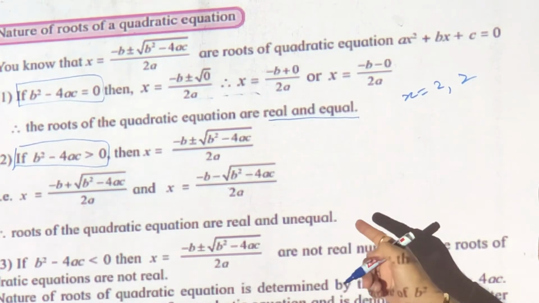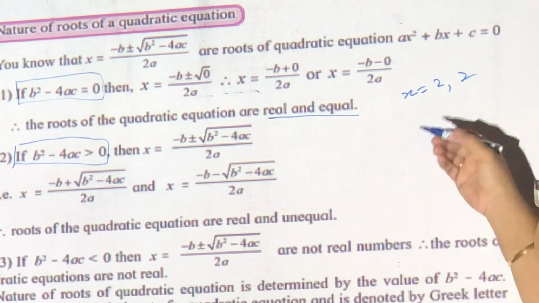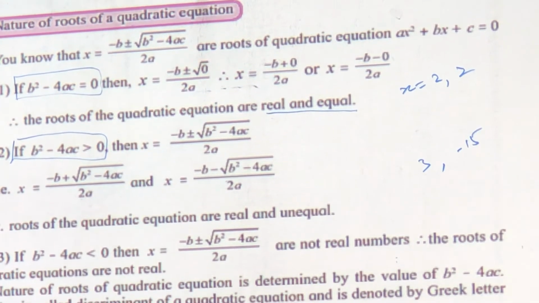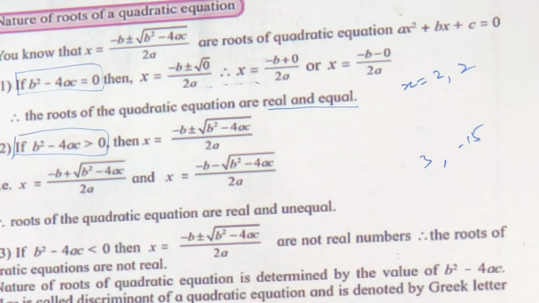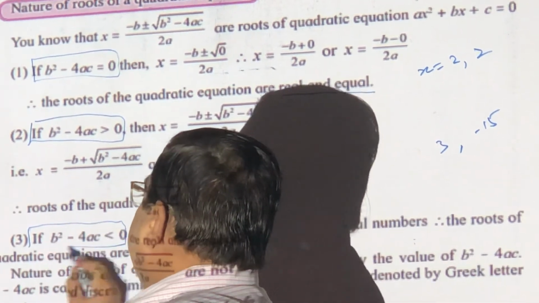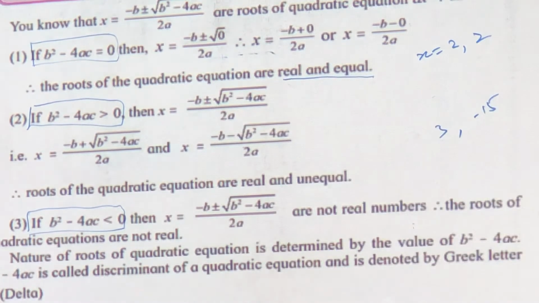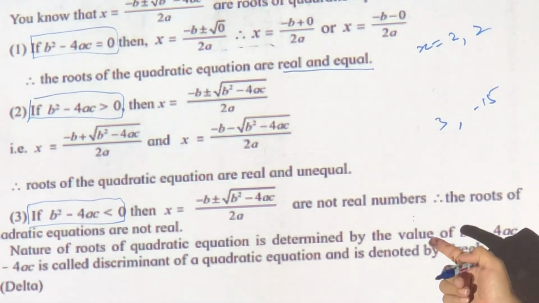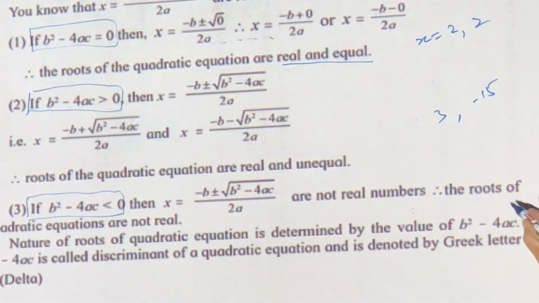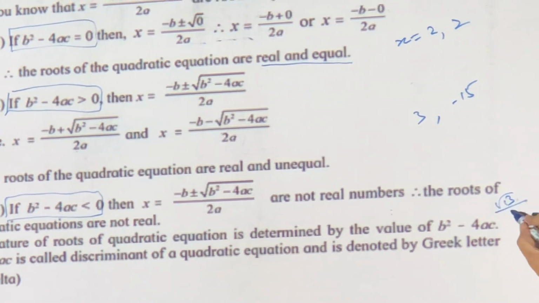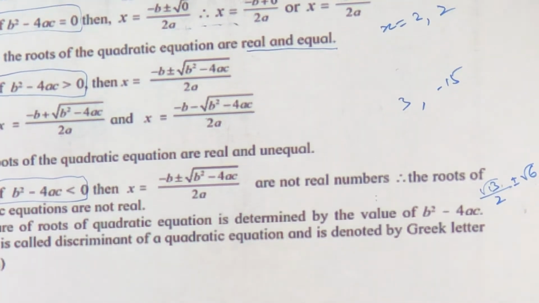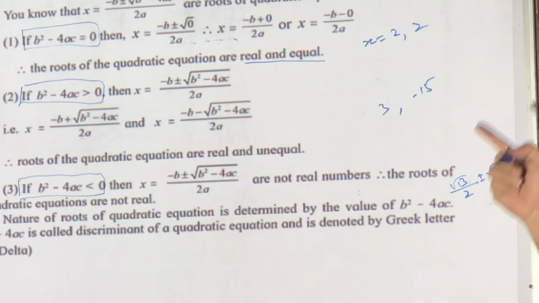If it is greater than 0, I get a number like 13 or something like that. The roots are real but unequal. I will get two different answers. Okay, I will get 3, minus 15, something. Different. If the discriminant is less than 0, then they are not real. Okay, I will get root 13 upon 2 plus or minus root 6, some nonsense which I can't understand.